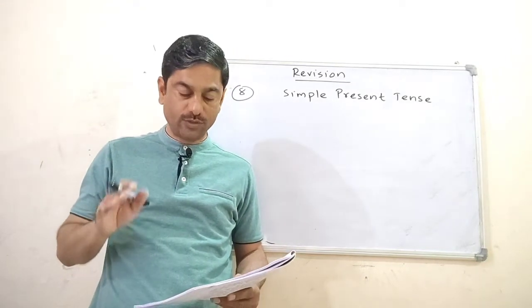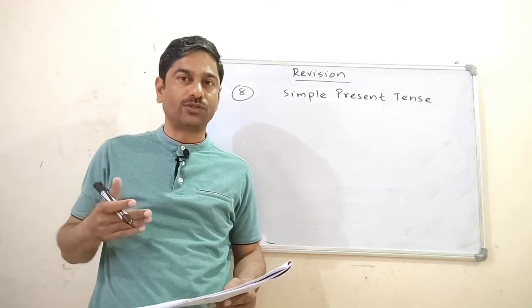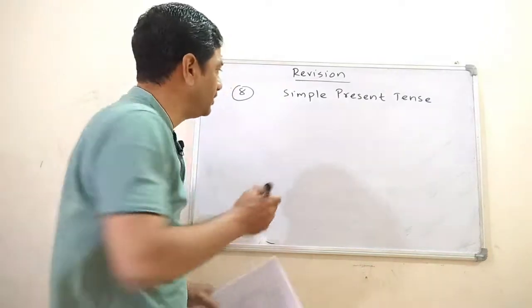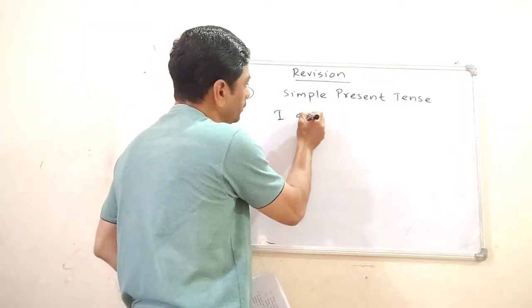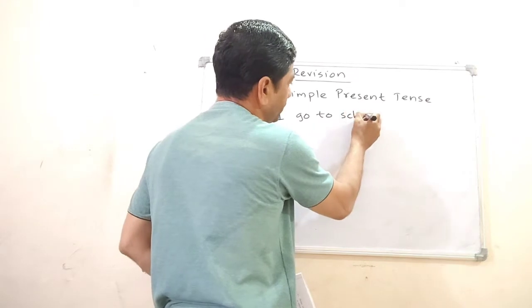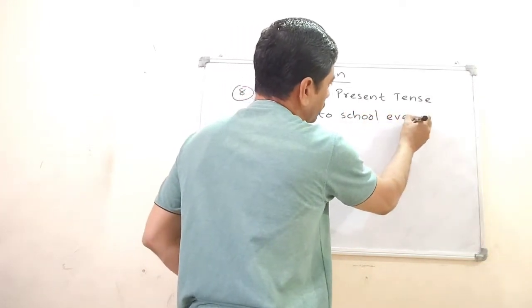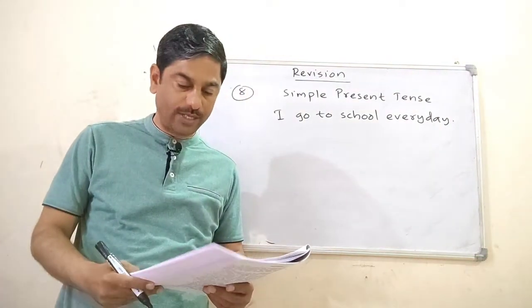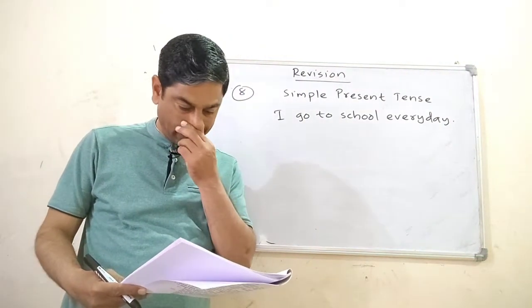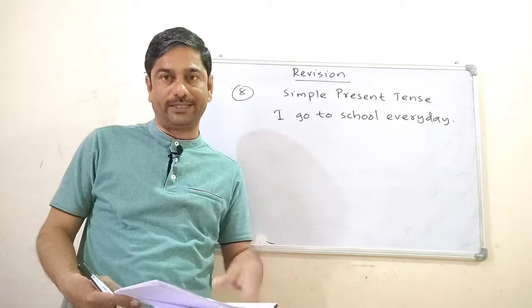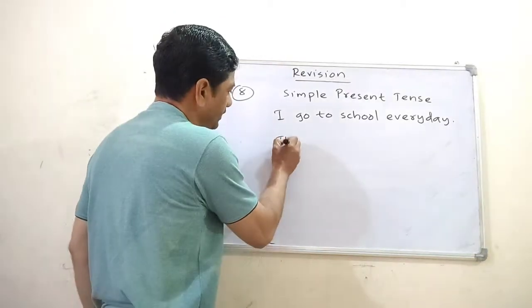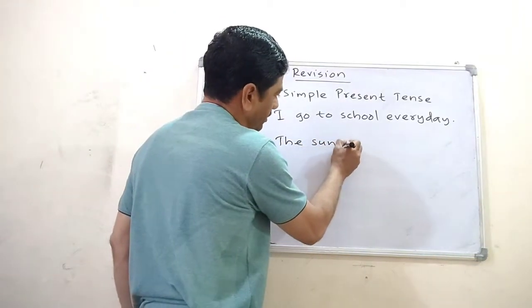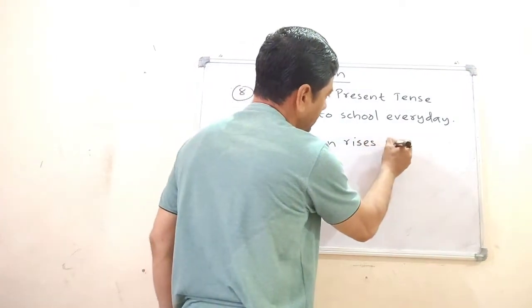Simple present tense is used to show habitual action. For example, I go to school every day. So this is habitual action. And it is used for statements of facts: the sun rises in the east.